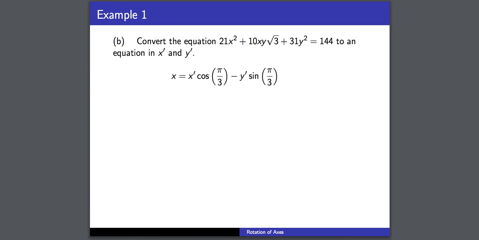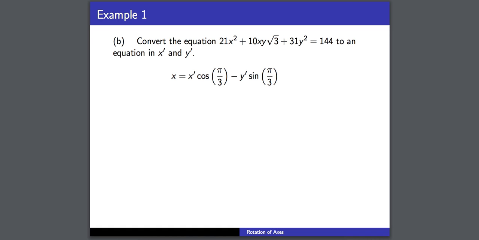Alright, in this video we're going to pick up from where we left off in the last video. In the last video we looked at how to determine what the coordinates are going to be, and we looked at rotating a single point. In this video we're going to rotate an entire graph.